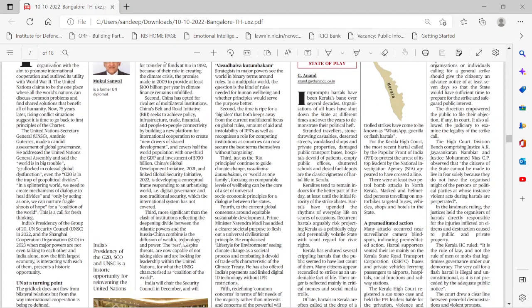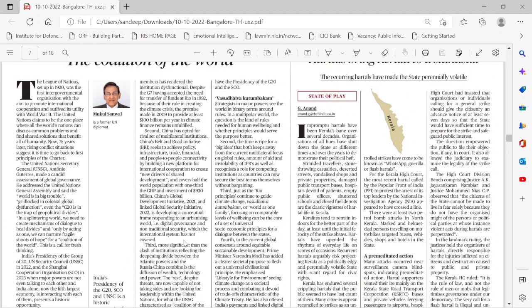Full stop. Next paragraph. China is trying to develop an alternative through BRI, Belt and Road Initiative. Next paragraph.